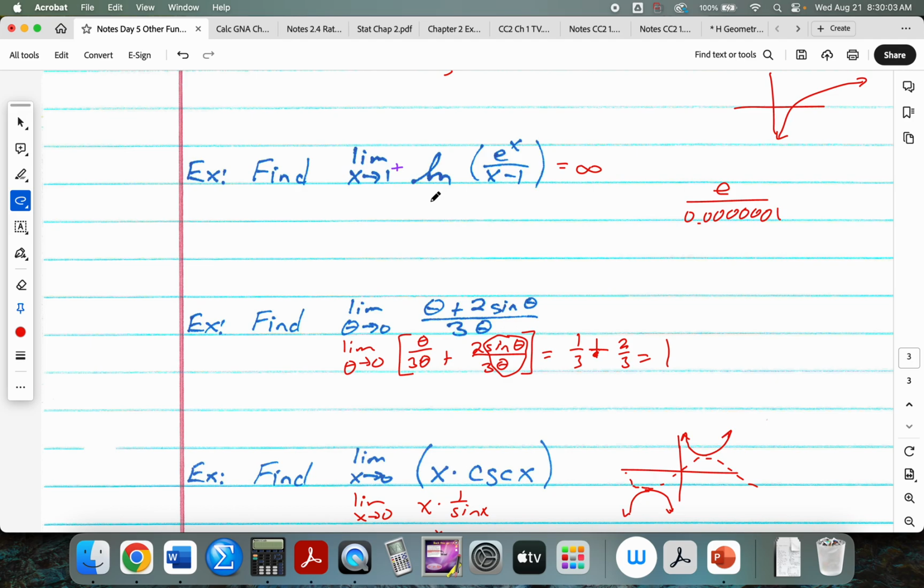I suppose that if it wasn't from the right, you would have to say this was infinity, and then you would have to ask, what's the limit as x approaches 1 from the left of natural log of e to the x over x minus 1. This would be going to negative infinity, and natural log doesn't exist there. This part does not exist. So the limit as x approaches 1 doesn't exist because the left and the right don't agree with each other. Okay? Good question.